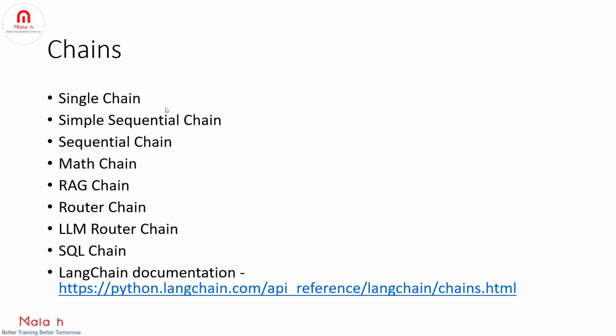So we have seen single chain. The next one is simple sequential chain. So let's go to VS Code and see how we can implement simple sequential chain.